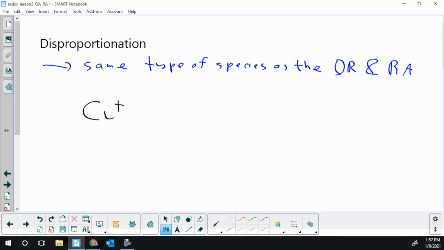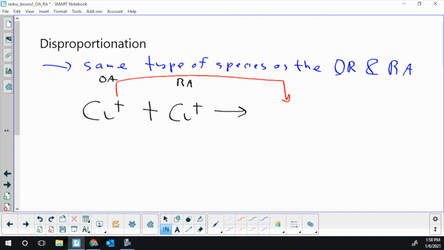copper +1 can react with itself. Now you need a different copper 1+. The same chemical can't gain and lose at the same time. Okay? But if you have multiple copper plus ions, one of them can act as the OA and the other can act as the RA. So I'll start with the oxidizing agent version first. I'm going to have to run through all that vocabulary.